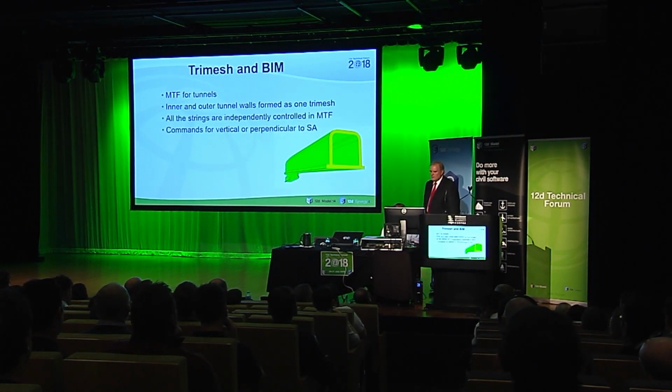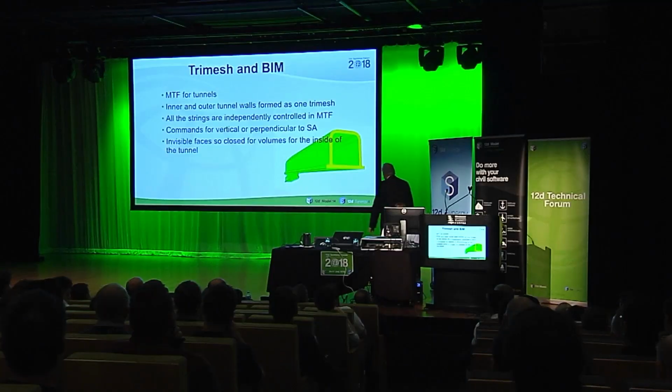There are commands, of course, so they can go either vertical or perpendicular to a superalignment, because when you're doing tunnel work, you often want to go perpendicular, not vertical, which you do for most of the rest of the work. So then the other thing we've introduced is things called invisible faces. What in hell is an invisible face for? Well, if you've got this beast here, this one's okay, it might have a closed edge, but what about this one here? You want to be able to see into it.